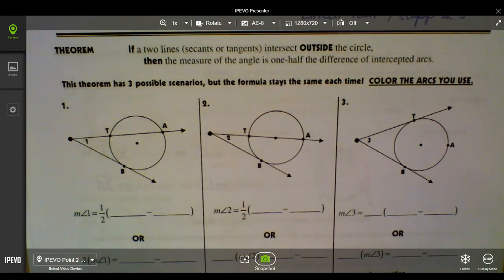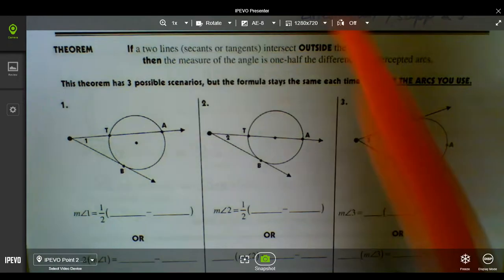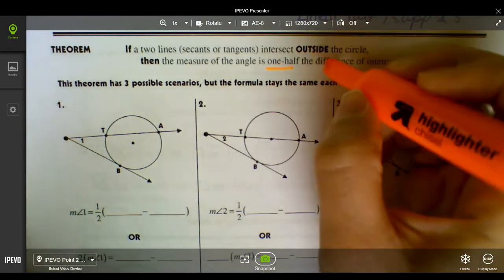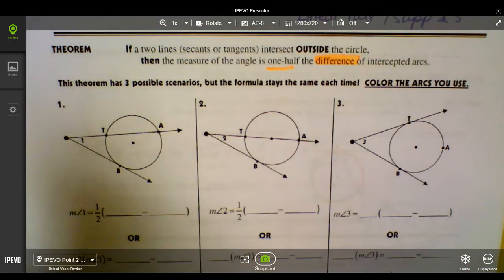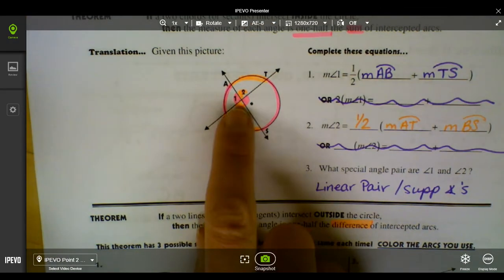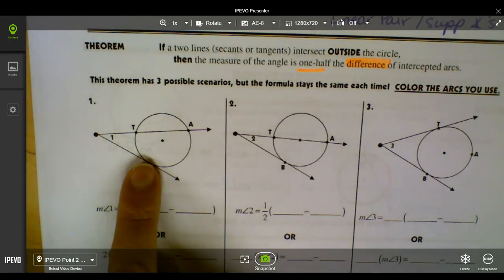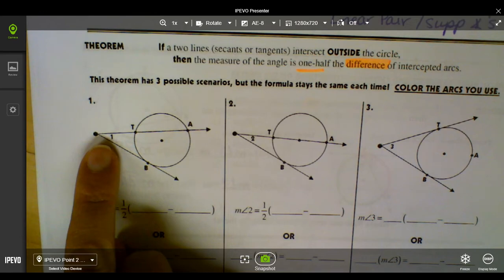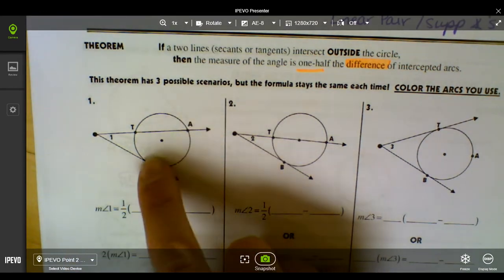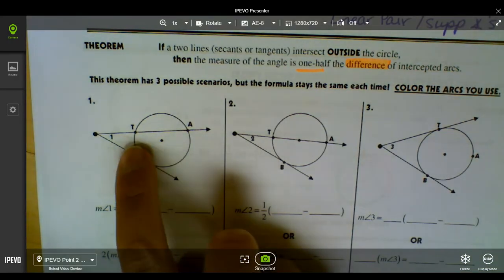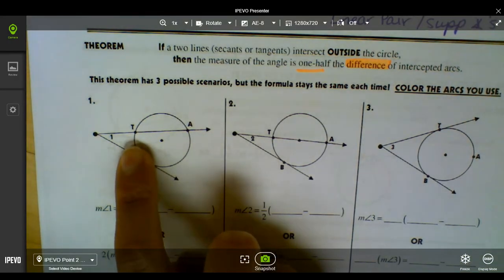If two lines, secants, or tangents intersect outside of the circle, then the measure of the angle is 1/2 again, but now it's 1/2 the difference. So with these guys, since they're intersecting inside, we're adding up these two arcs and dividing them in half to share those vertical angles. But now for these ones, since we're trying to figure out this exterior angle, we're going to take the arc over here, the bigger farther away arc, and subtract the smaller interior arc over here to figure that out.